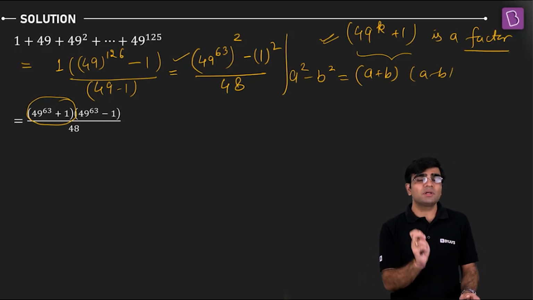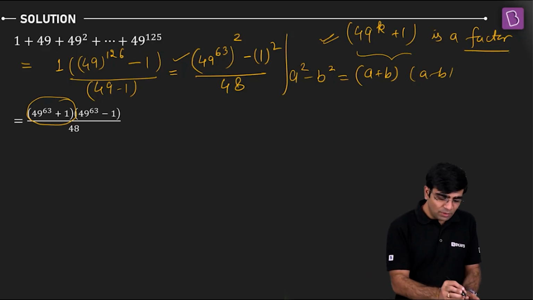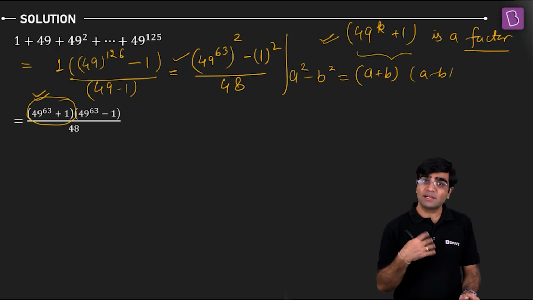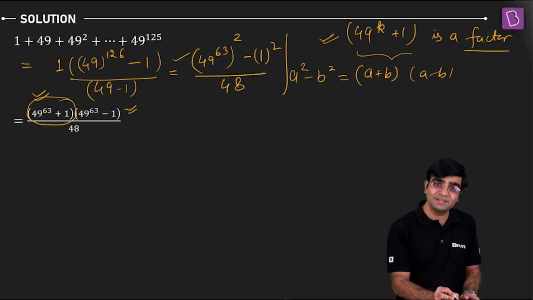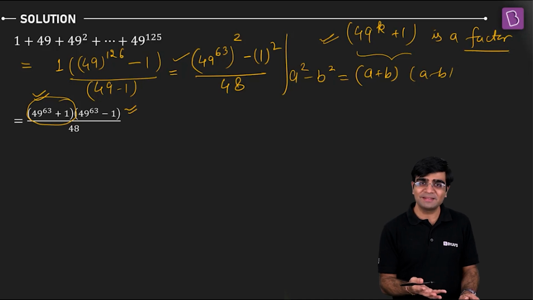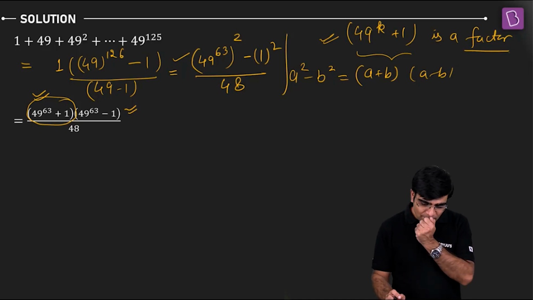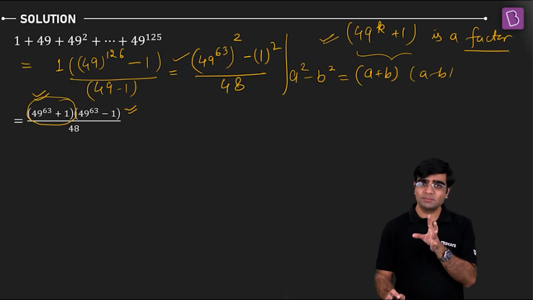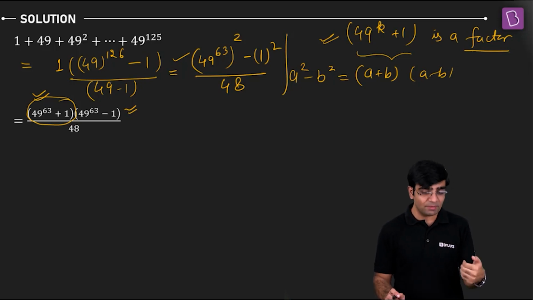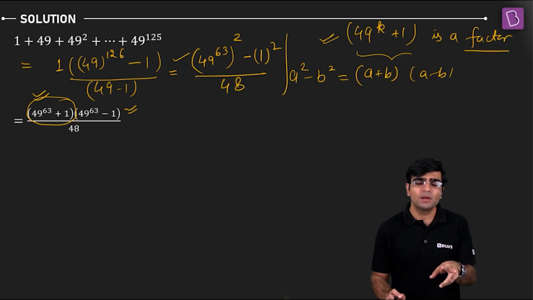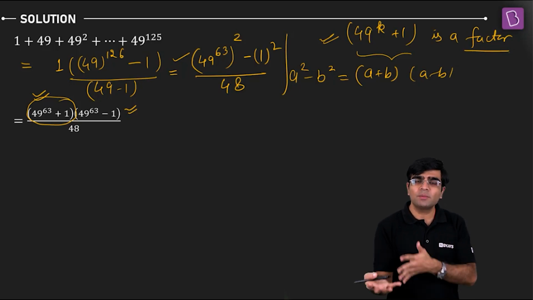So the term in the denominator, 48, has to be dissolved. I'll not disturb this plus 1 thing, because I know that has to be created. I'll disturb the other term, which has a minus sign in it. Now, how shall I do that? I know that in binomial, we have studied something like this. So I have 49^63 - 1 divided by 48. 49 is nothing but 48 plus 1.